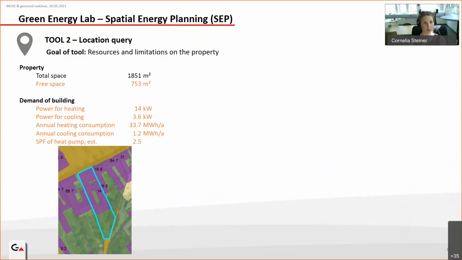And now we come to tool number 2, the location query, where you select a certain property, as shown in the example, and then you get a report that lists all kinds of information, starting with some basics about the property. For example, how large is the property, how much free space is available, and then we can also include the demand of the building, and we provide some basic information about the geology that is taken from tool number 1.